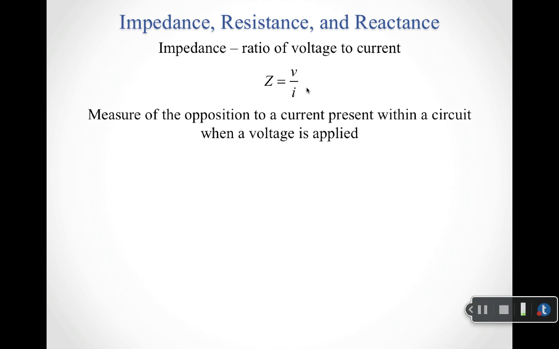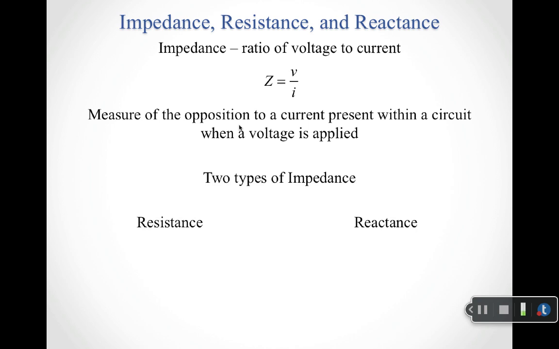The more important idea about the impedance is that it's a measure of the opposition to the current present within a circuit. As your AC circuit is driving current back and forth across your circuit elements, the impedance is effectively measuring what the opposition to that current is.